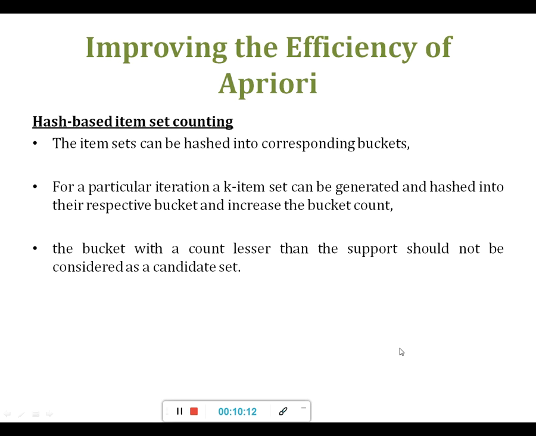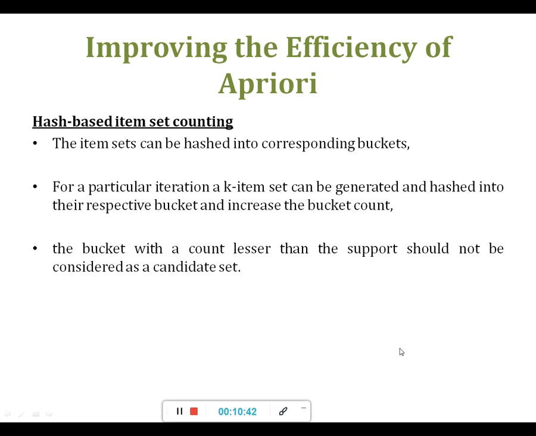The bucket with the count lesser than the support should not be considered as a candidate set. So in this way we are going to search: whatever bucket we have chosen, or in which bucket we have put it, if the count of that bucket is less than the minimum support threshold given in the example, then we are not going to consider that bucket as a candidate set.